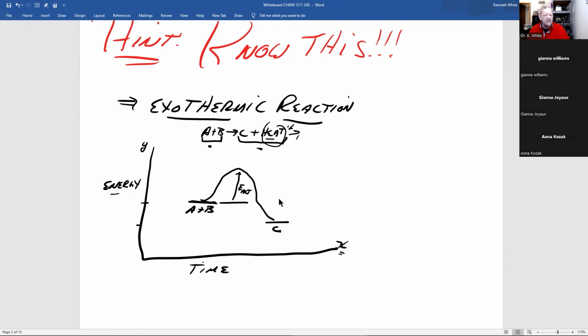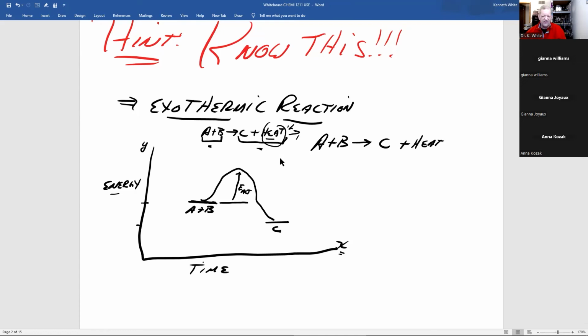And this is an exothermic reaction because energy, in this case, I'll call it heat, is given off. I could have called it energy, but for the most part, we see it as heat. That's why this overall reaction is A plus B makes C plus heat.